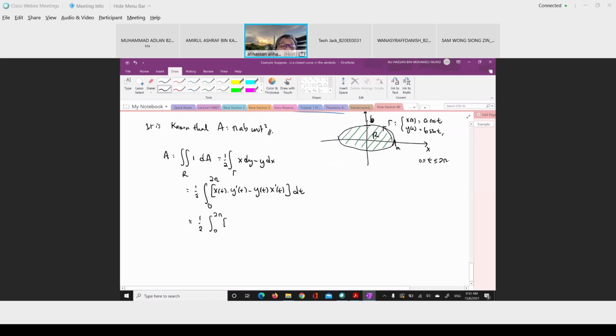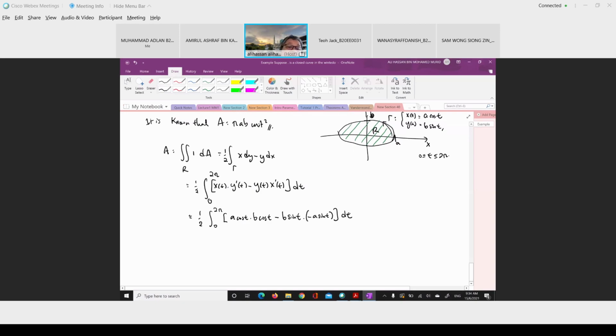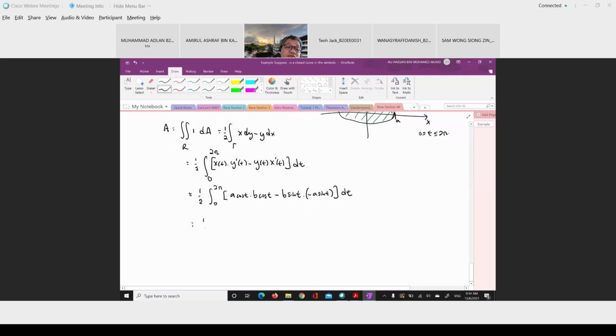So let's substitute. x(t) is a cosine t, y prime t is b cosine t, y(t) is b sine t, x prime t is minus a sine t dt. Simplify the integrand, and since minus and minus gives plus, we get ab cosine squared t plus ab sine squared t dt.